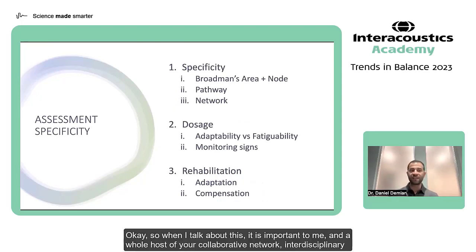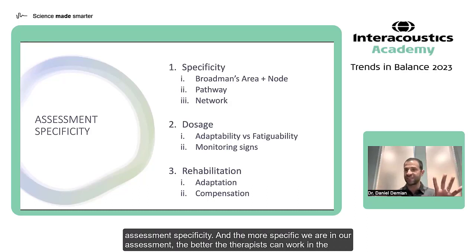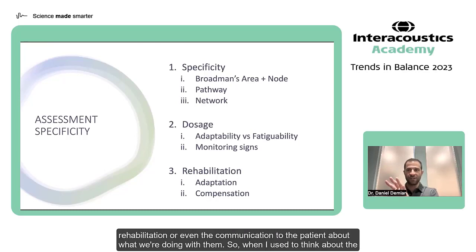Okay, so when I talk about this, it is important to me and a whole host of your collaborative, interdisciplinary network that work in rehabilitation, but it's important on the assessment side because this is where we start. So assessment specificity: the more specific we are in our assessment, the better the therapist can work in the rehabilitation, or even the communication to the patient about what we're doing with them.